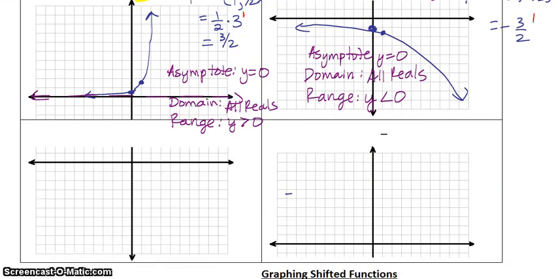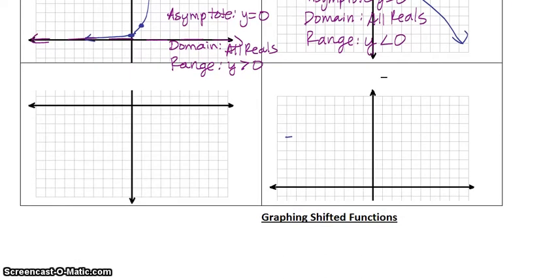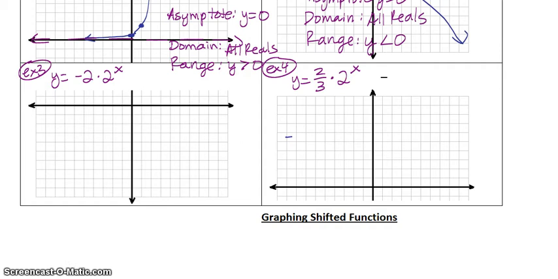All right, I'm going to give you the equations for example 3 and 4, and I want you to pause and try to graph them, and then we'll check your work in a minute. So example 3 was supposed to be y equals -2 times 2 to the x, and example 4 was supposed to be y equals 2/3 times 2 to the x. All right, so pause the video and go ahead and try those two.